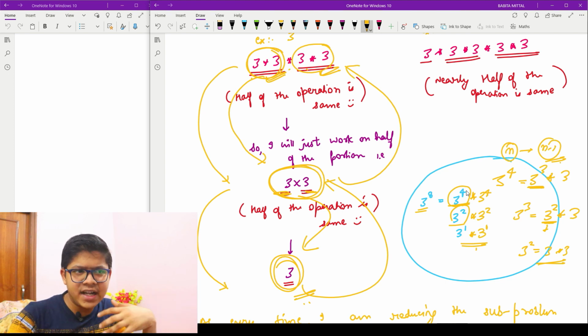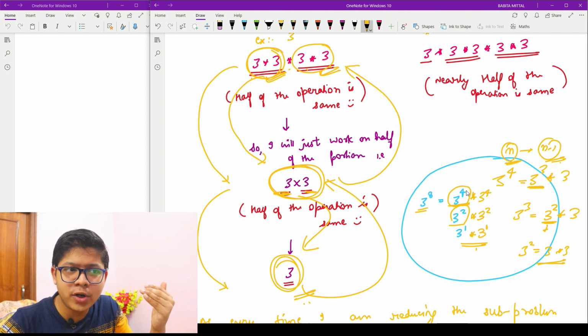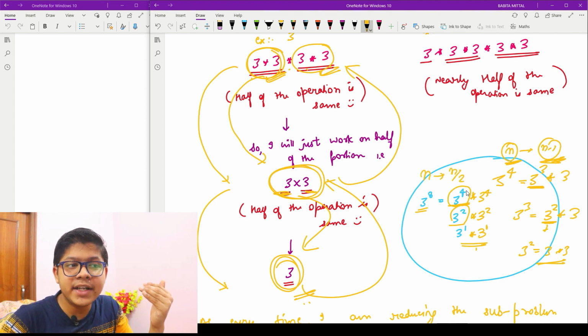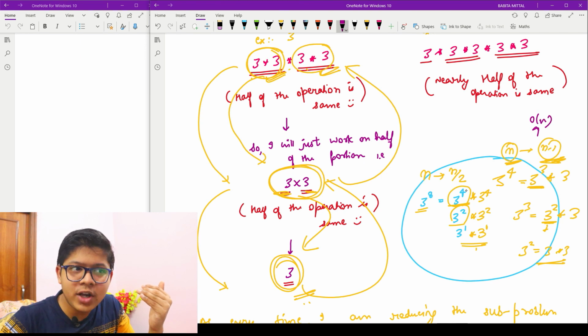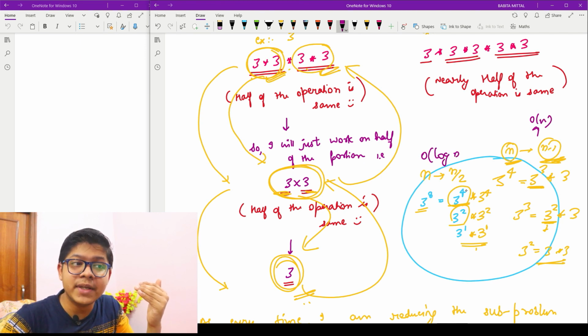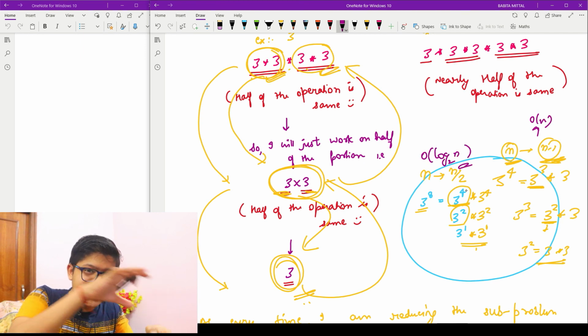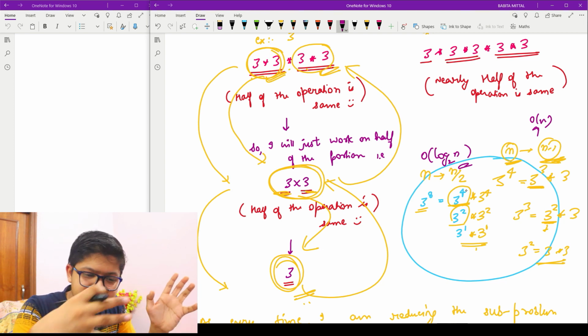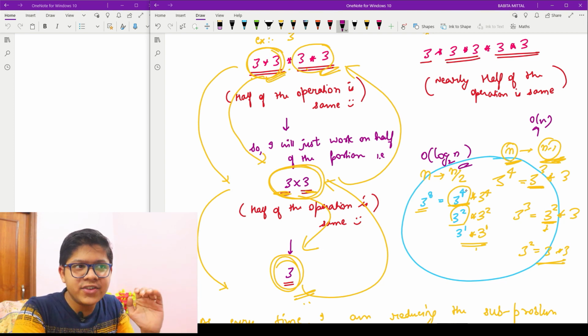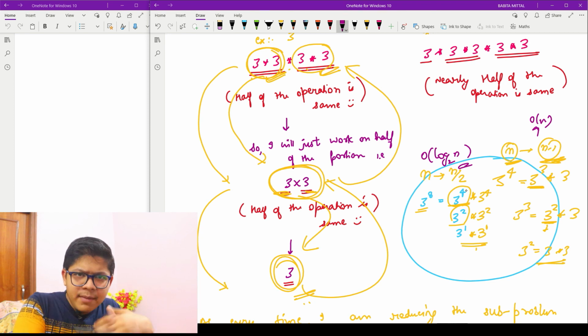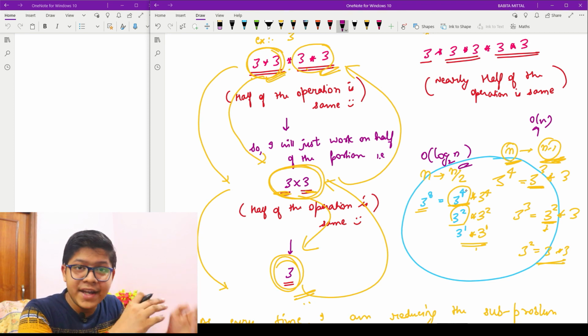As you can clearly see, earlier I was breaking my condition from n to n minus 1. Here I was breaking my condition to n by 2. Thus earlier my complexity was O of n. Now my complexity is reduced to O of log n to the base 2, because I am reducing my subproblem to half rather than the linear one. Thus you can clearly say that I am reducing my complexity from O of n to O of log n.